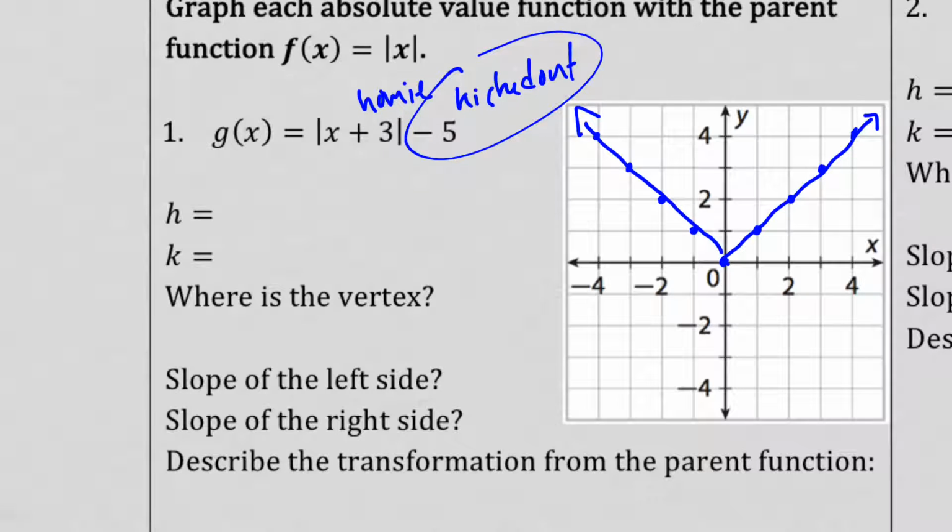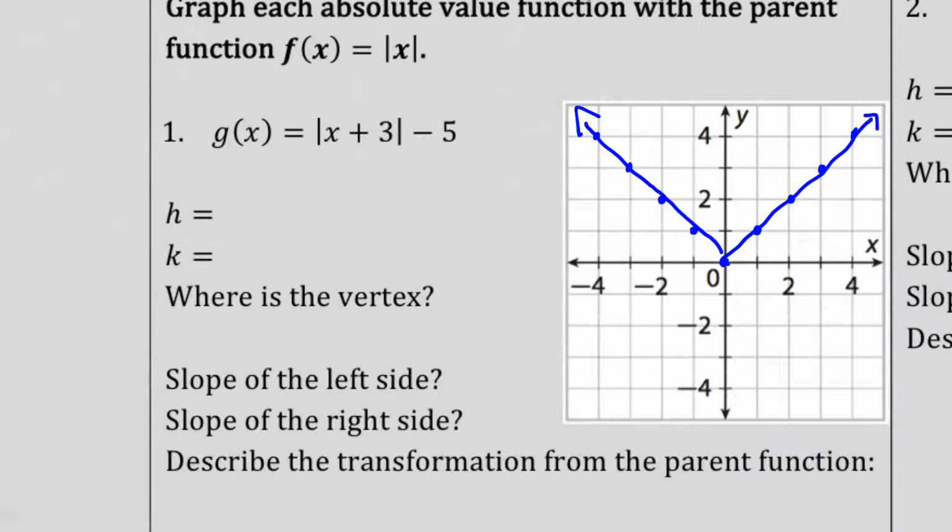This guy got kicked out. This guy's the homie, so he's inside. So that's how I remember which one is which. H is inside the absolute value. K is outside the absolute value. So if you remember it that way, then it's very easy to see that negative 3 would determine the H value, and K would be determined by negative 5.